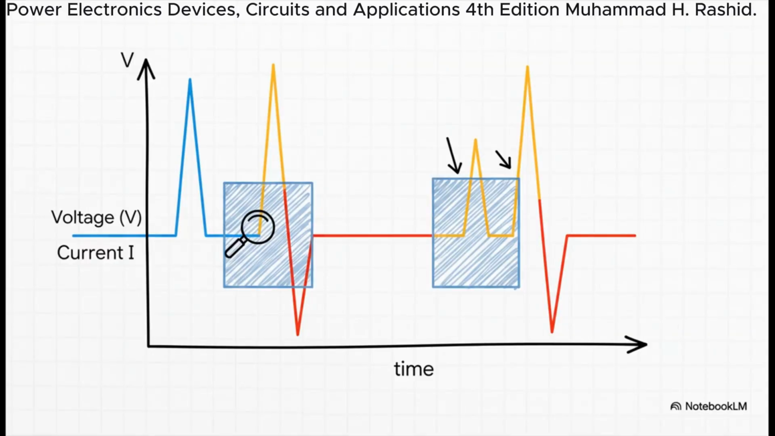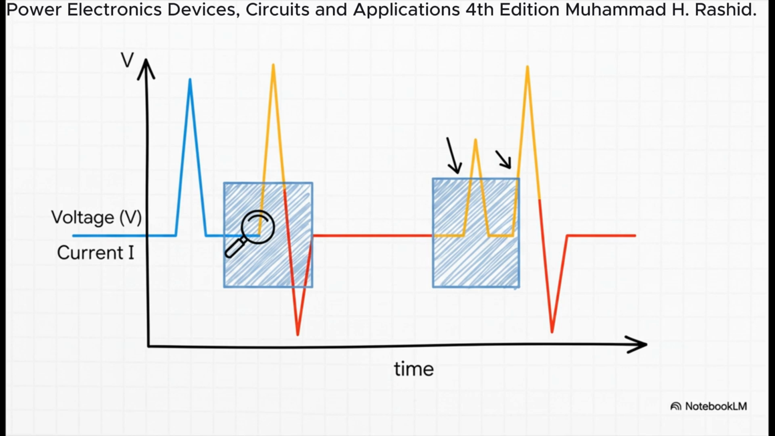When the switch is off, you've got high voltage but zero current, no power loss. When it's on, you've got high current but almost zero voltage. Again, minimal power loss. But look at that little crossover region. That's the danger zone. For a split second, both the voltage and the current are high at the same time. And what's V times I? Power. This creates a huge spike of power dissipation, a burst of heat every single time you switch.